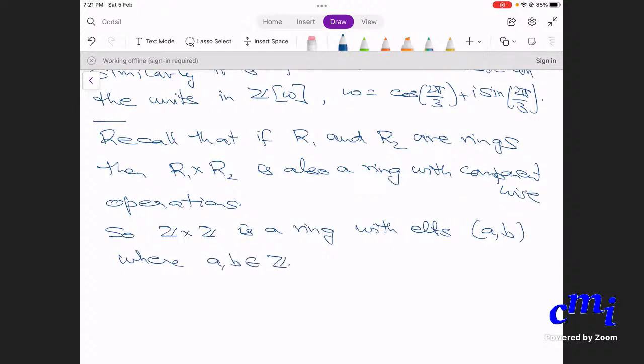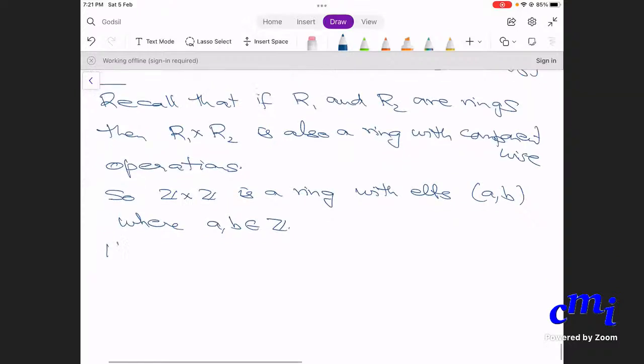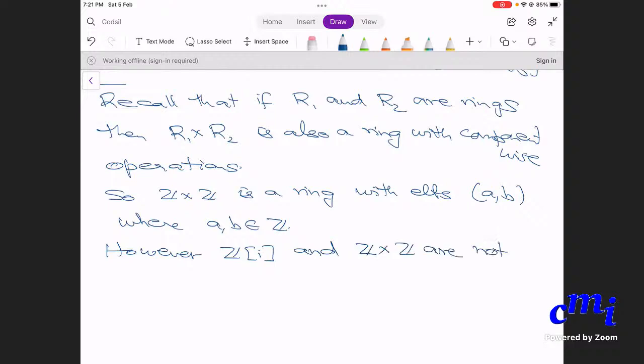Now you might be tempted to think of this as Zi. Now Zi also looks like A plus Bi. Essentially it is one A and a B, right? But these 2 rings are definitely not the same ring. The ring Z cross Z and the ring Zi are very different rings. They are not isomorphic rings. Zi and Z cross Z are not the same ring, are not even isomorphic rings.